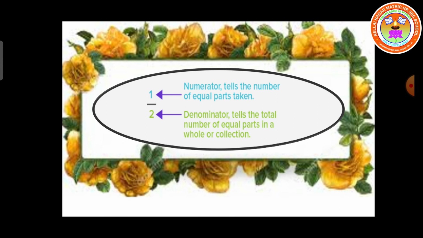Here another example, students. 1/2. Here the 1 represents the numerator and 2 represents the denominator. So the numerator tells the number of equal parts taken, and the denominator tells the total number of equal parts in a whole or collection. That line is called the division bar or bar line. Is it clear?